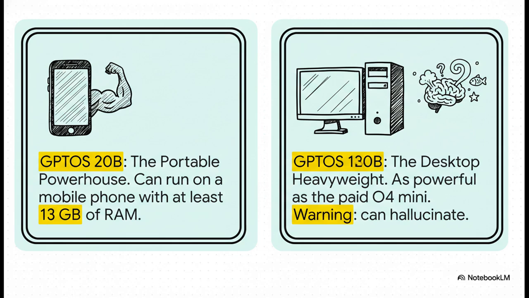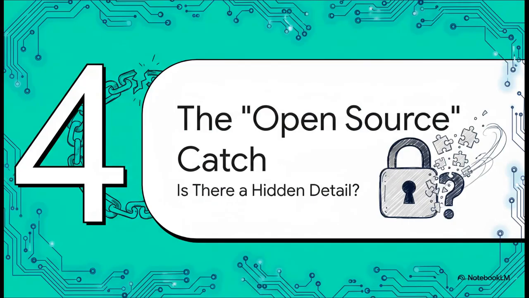Now on the right, we have GPTOS 120B, the desktop heavyweight. This thing is seriously powerful. We're talking comparable to the paid O4 mini model. But, and this is a crucial warning, it can sometimes hallucinate. And what that means is the AI can state things that are just plain wrong, and say them with complete confidence. Free, powerful, offline AI.